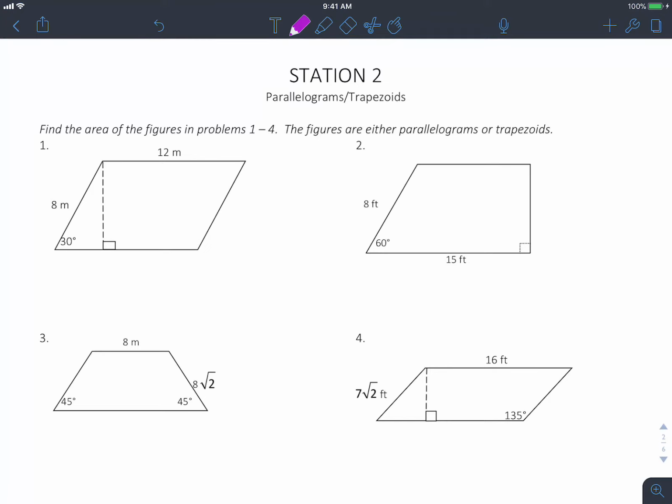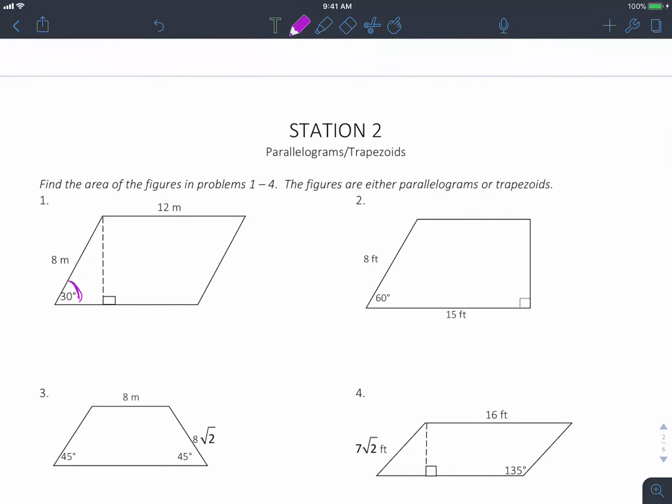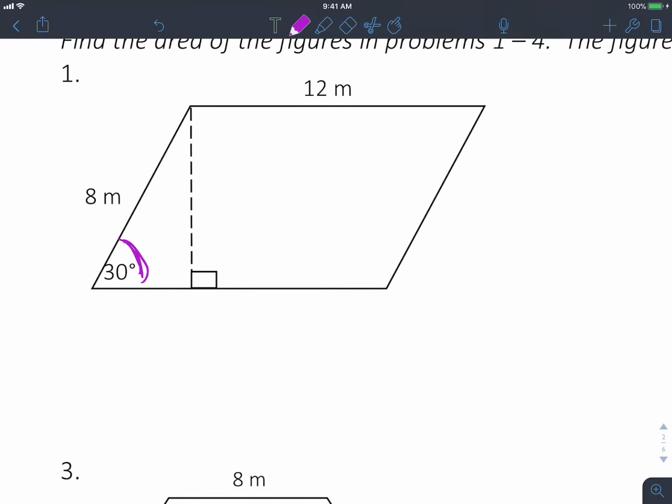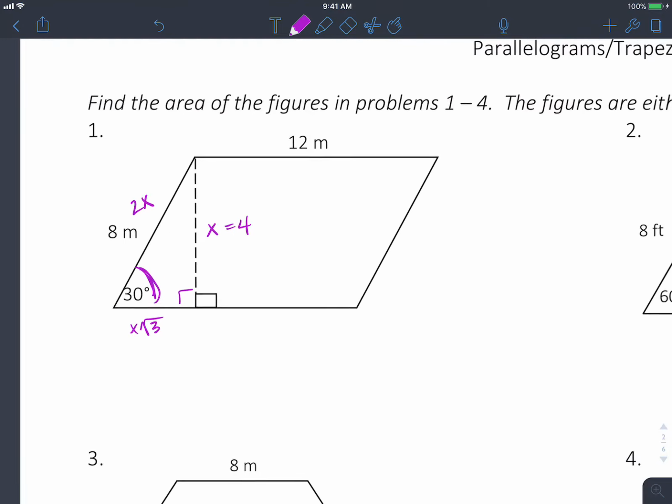All right, station 2. We're going to be using a lot of trig in this one. So, oh, just kidding. No, we're not. We don't have to. We can use our special right triangles. So, on this one, since this is our 30-degree angle, that means that this side is our x. We have our right angle, so this is our 2x. And this is our x root 3. So, since 8 is 2x, this x side is actually 4.